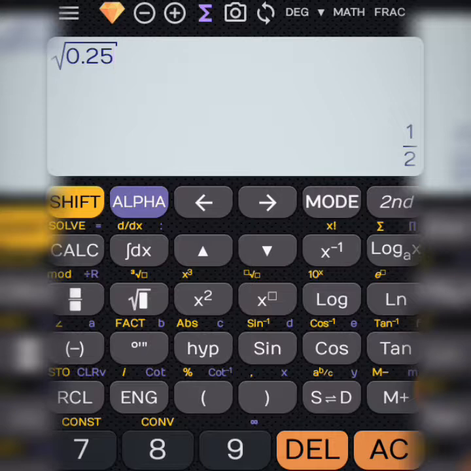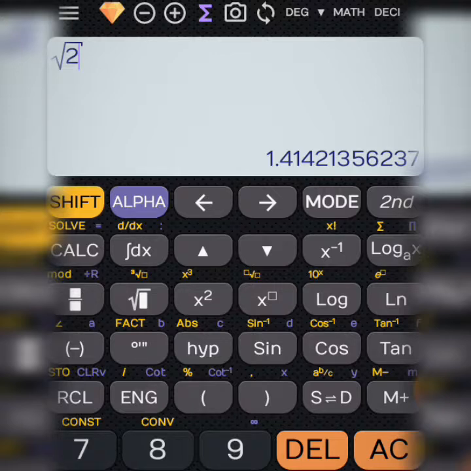Then let's check another number, the square root of 2. See, the answer is 1.41421356237. Now let's check if this number can be written in the form of a fraction, again by pressing the S to D button. You see, it takes us back to the square root of 2. That tells us that this number cannot be expressed in the form of a fraction. Therefore, the square root of 2 is an irrational number.